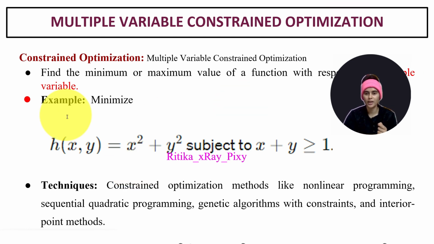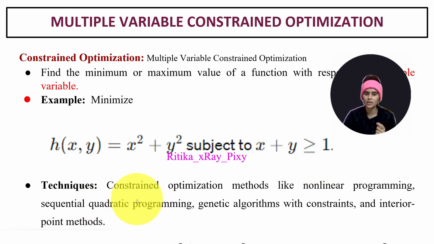Here you can see we have multiple variables x and y. Then it's subject to a constraint. The solution should satisfy the constraint. Only after that can we say it is the optimal solution. So here you can see this is the objective function and it's subject to a constraint, that is x plus y should be greater than or equal to 1.